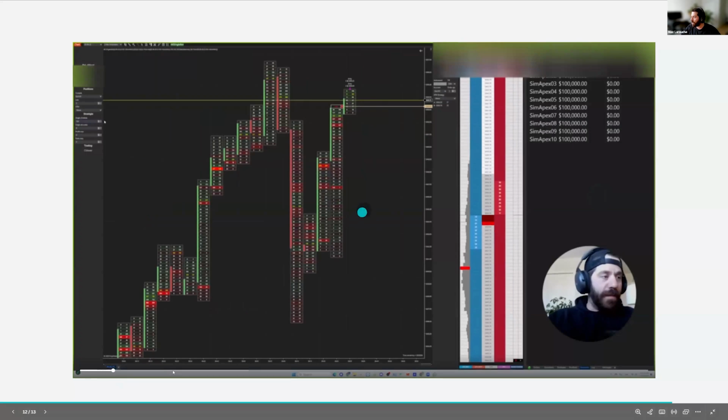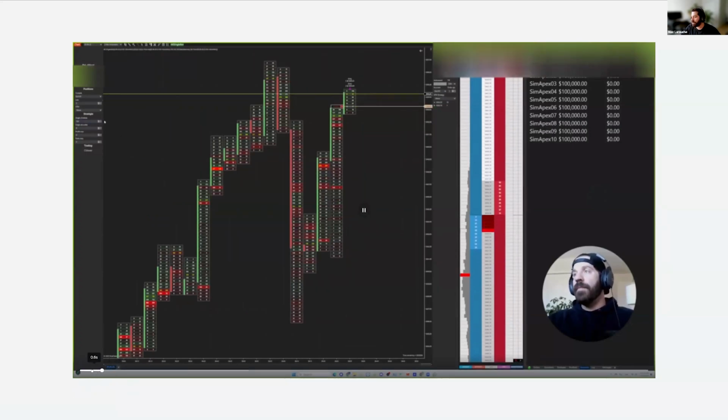I'll pause. I think I'll show you a video of this algo working its magic. Hold on. It just caught an imbalance. I don't know exactly where. I wish I had a better video. I hope you guys can still see it.